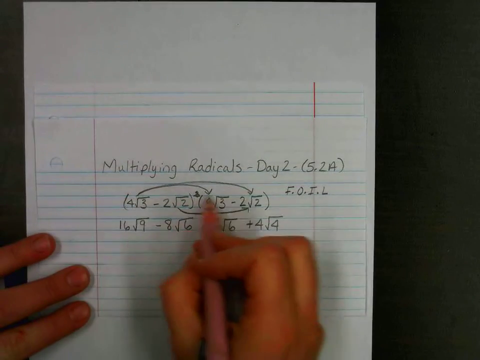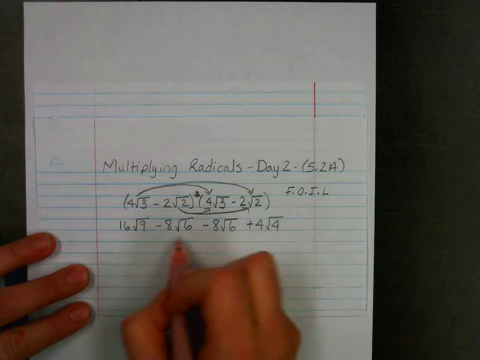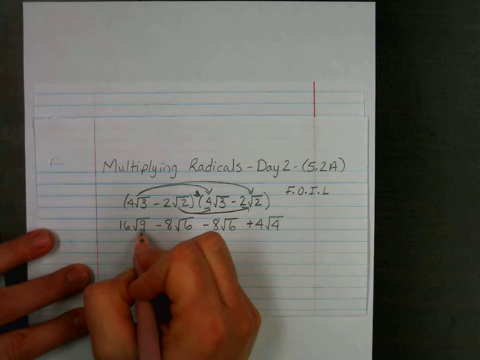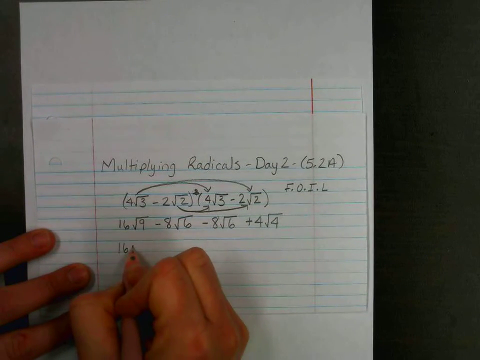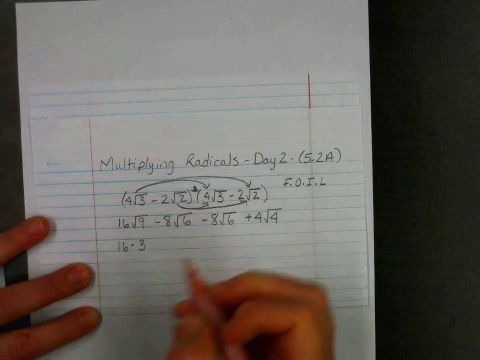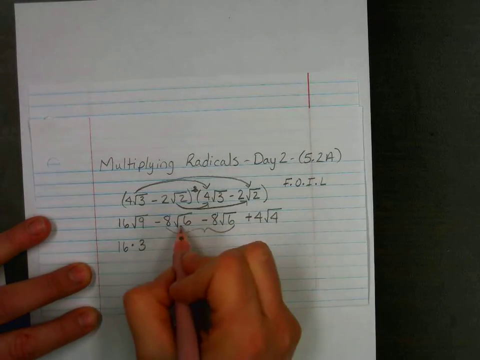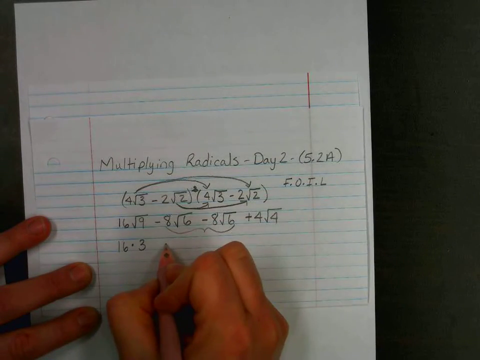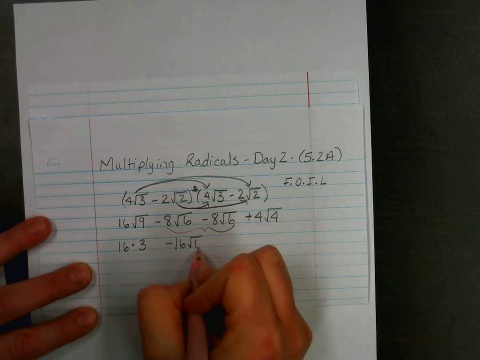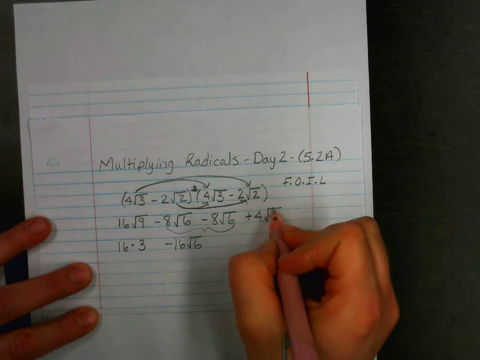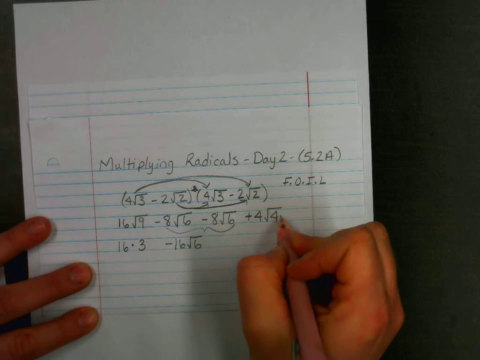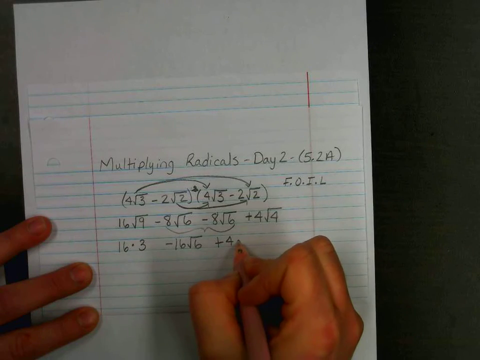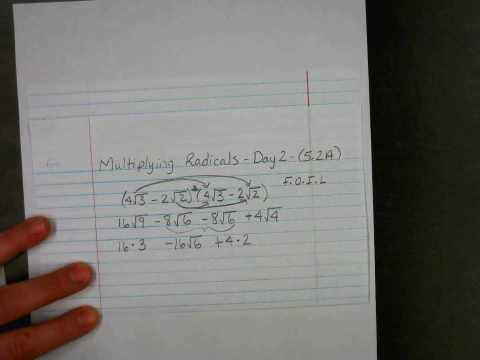Once we've FOILed this entire expression, we want to break things down and collect our like terms. The square root of 9 is a perfect square, so it simply works out to be a whole number of 3. I can now collect my root 6's together. A negative 8 root 6 and a negative 8 root 6 would be negative 16 root 6. And 4 is a perfect square, so the square root of 4 turns into a whole value of simply 2.